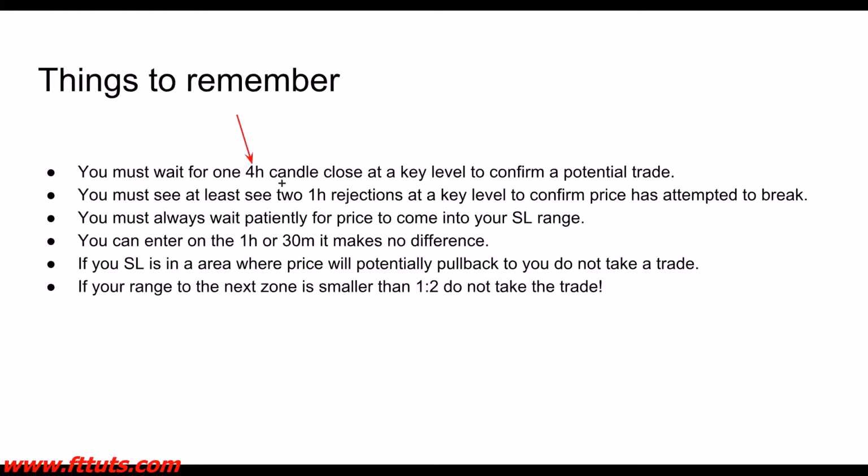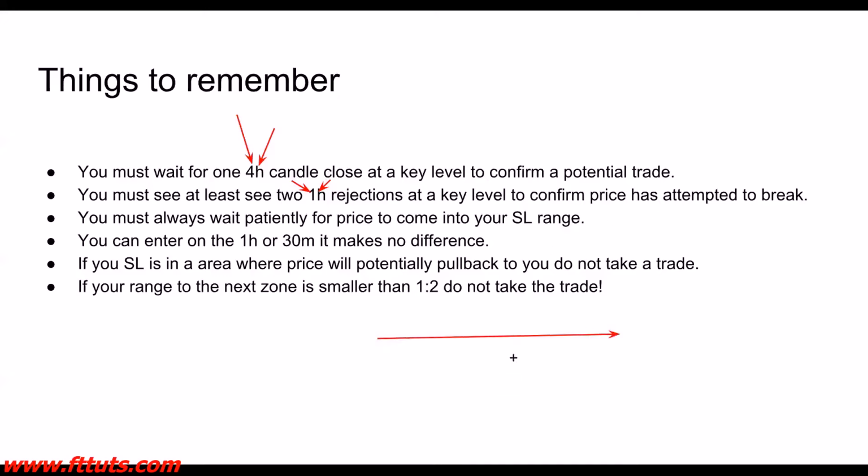Also, you want to see at least 2 1-hour rejections at that key level. Within your 4-hour candle, how many 1-hour candles do you have? 4. Very good. So is it not reasonable enough to say we need at least 2 1-hour candles at that level showing signs of rejection to confirm price has attempted to break that level but left a wick? Can you see how we're trying to build this up here, yeah? You must always patiently wait for price to come into your stop loss range.